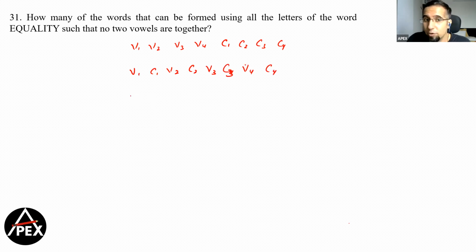Let's say no two vowels are together. Let's say V, CC, VC, VC, and V. Now check, are any two vowels together? No two vowels are together. I have V here, V here, V here, and V here. Or I can have C, V, then again CC, then VC, VC, and V.